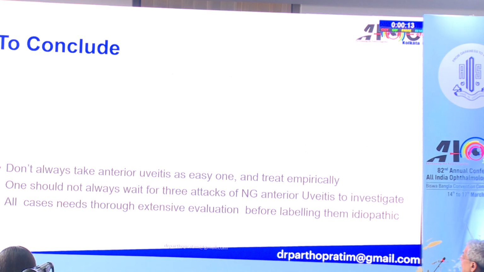To conclude, don't always take anterior uveitis very easy, and try to treat them empirically. One should not wait for 3 attacks of non-granulomatous uveitis in every patient before starting the treatment, because sometimes with HLA-B27 uveitis, you can pick them up early, and you can explain to them the recurrent nature of the inflammation, and you can actually help them reduce the recurrence by starting early immunosuppressive agents. And all cases need to go through extensive evaluation before labeling them as idiopathic.